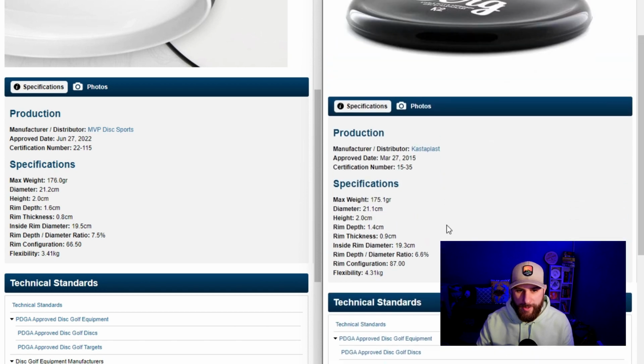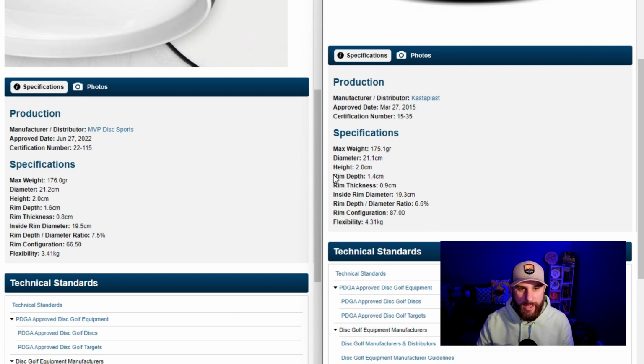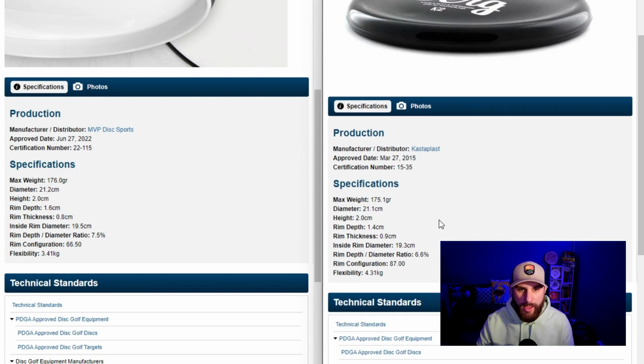So the Berg, this is even more. Sorry, I can't get it to line up right. The Berg is 87 on the rim configuration compared to the Glitch, which is a 66.5. Now, they're obviously not the same disc, but they're very widely popular for their differences. One has like no glide pretty much, and the other one has a ton of glide, and you can kind of compare the two to see how they might glide a little bit differently.